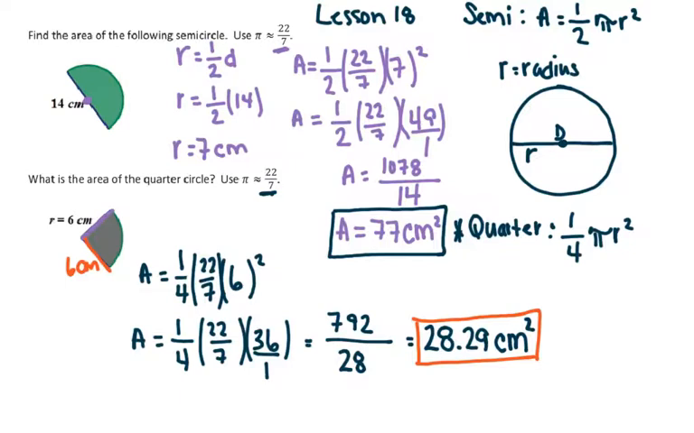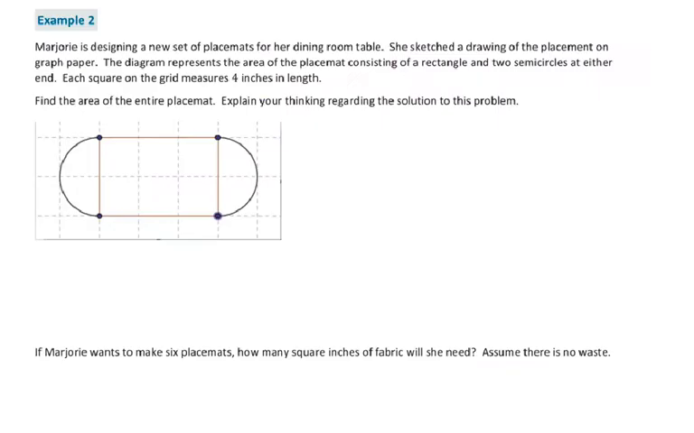So I'm going to jump ahead now to my second example, and we're going to look at a rectangle with 2 semicircles at the end. And remember, I'm posting this online after this lesson. So if there's something that you don't get, you can always go back to the video and copy that down real fast. Okay, so we're going to take a look at example number 2.